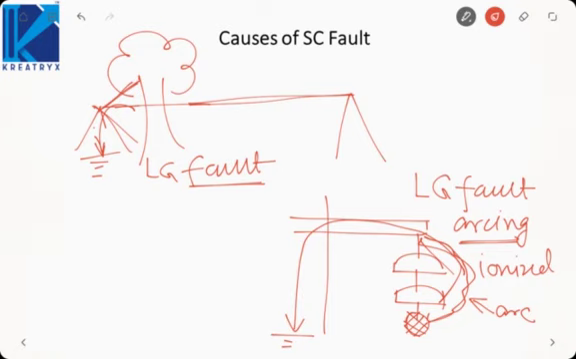In case of bus bars, we have a very high dielectric strength, so there is very little chance of any arcing fault in a bus bar, and also we use hollow conductors in bus bars, so the electric field intensity is lower, hence there is less chance of arcing fault.